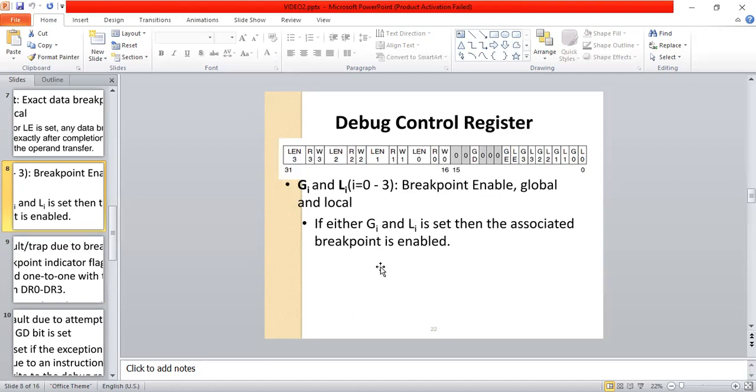Here we are discussing the GI and LI bits. The I stands for 0 to 3. That means G1, G2, G3, and L1, L2, L3. These are the three breakpoint enables, global and local. L stands for local and G stands for global. If either global 1, global 2, global 3 or local 1, local 2 and local 3 is set, then the associated breakpoint is enabled.